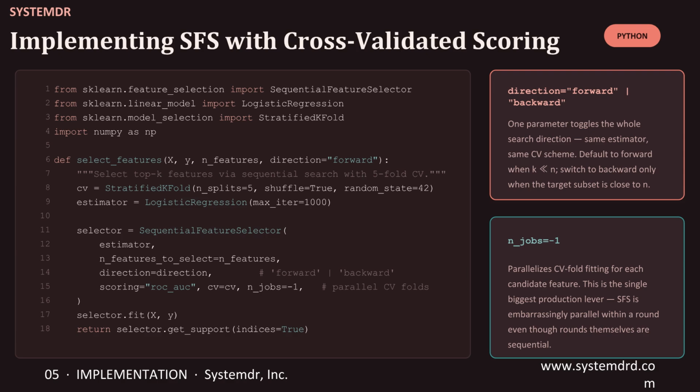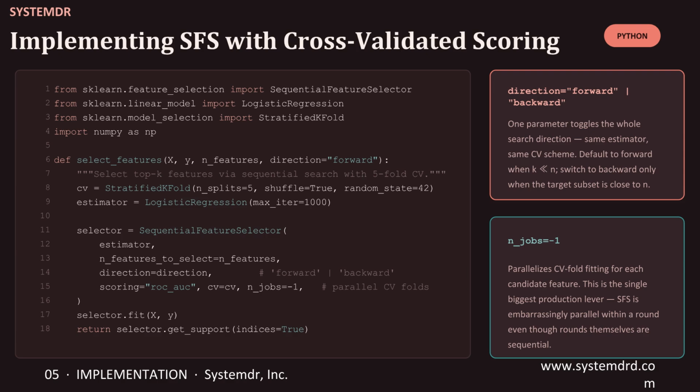The function signature takes a direction parameter. That's the single toggle between forward and backward search. Same estimator, same cross-validation scheme, same scoring function. One parameter controls the entire search strategy. That's worth internalizing. You're not choosing between two different tools, you're choosing between two directions through the same search space.